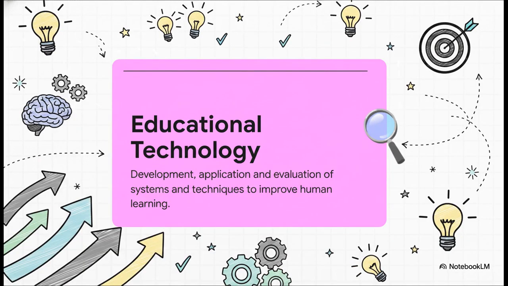And here's the formal definition to back that up. Educational technology is the development, application, and evaluation of systems, techniques, and aids to improve human learning. So, what's the bottom line here? The chief role of this entire field is optimizing the teaching process itself. By applying these systems, you're actively increasing the quality of learning for your students while maximizing your own efficiency. You're basically working smarter, not harder.